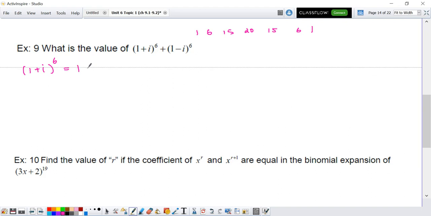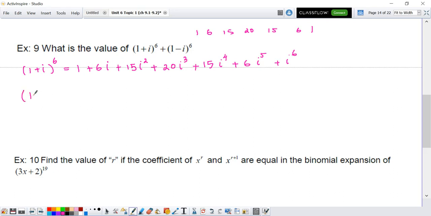So 1, 6i, 15i square, because all the powers of 1 will be 1, so I'm skipping that. 20i to the third, 15i to the 4. Remember, powers of I go up. 6i to the 5 and i to the 6. So powers of 1 are going down, but the 1 is 1. Powers of I going up.